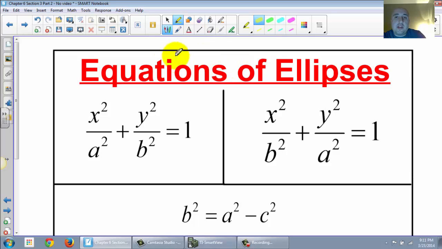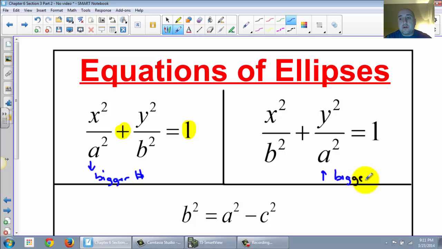The second page in the notes is just the same exact equations that we used in the first part. Just remember, ellipses have plus signs and they're always equal to 1. The A and the B on the bottom can switch. The one thing you have to remember about the A is it's always the bigger number. So anytime we're talking about ellipses, A is the bigger number on the bottom, and the b squared would be the smaller of the two numbers.